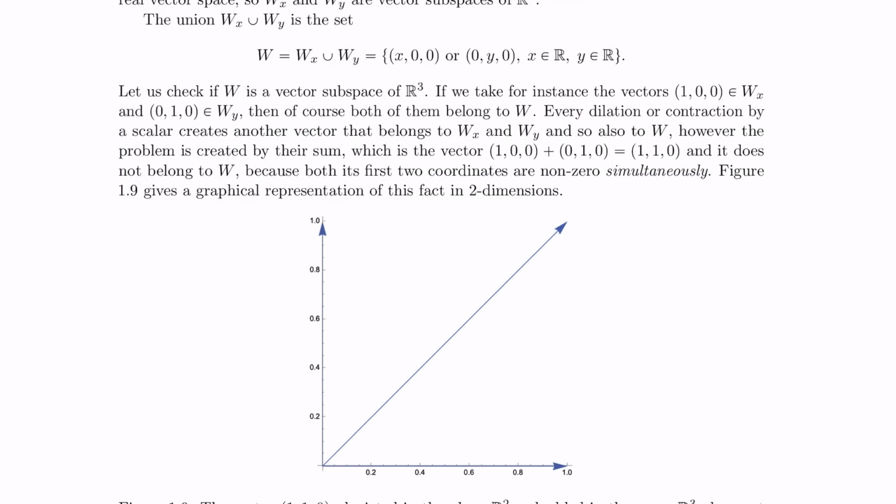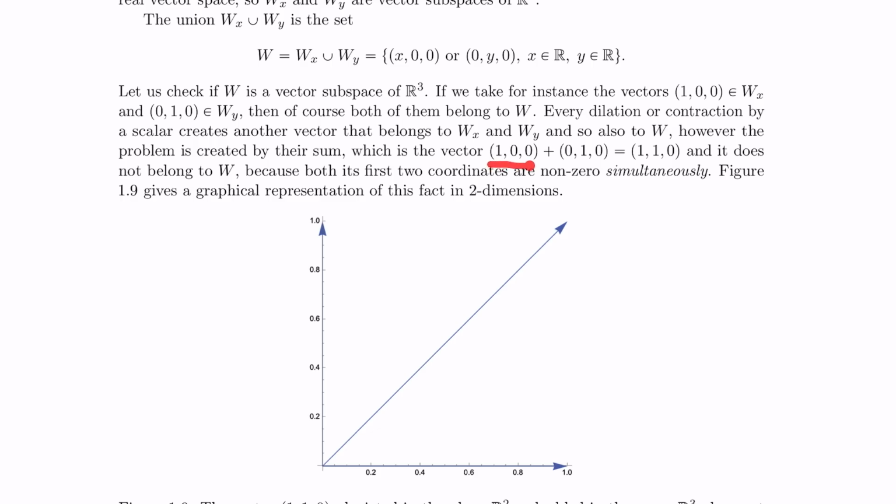Let's now check if W, the union of Wx and Wy, is a vector subspace of R3. We know that when we sum together two vectors of a vector subspace, we remain in the subspace. So, in this case, we consider this vector here, which belongs to Wx, and this vector here, which belongs to Wy, and so they both belong to W. Let's see what happens when we add them together.